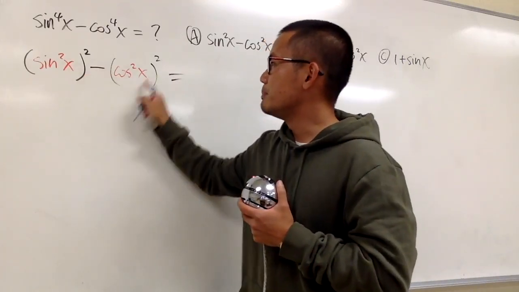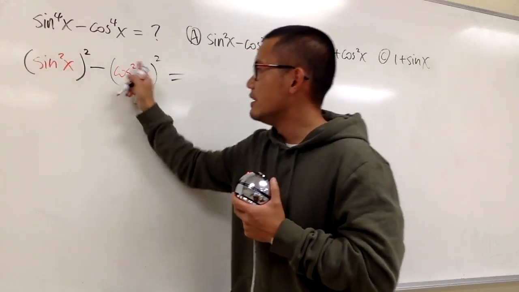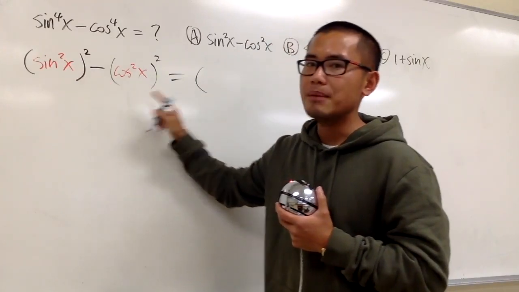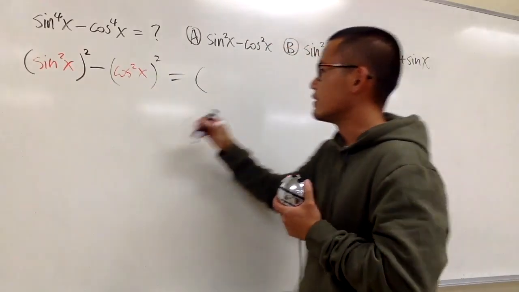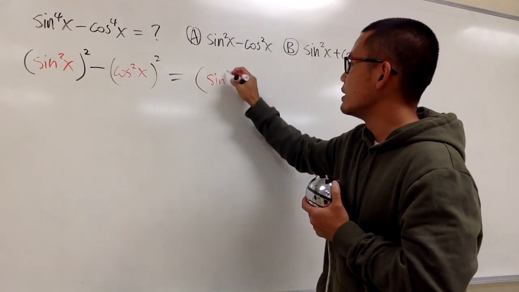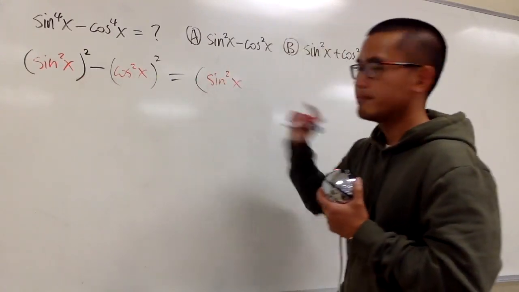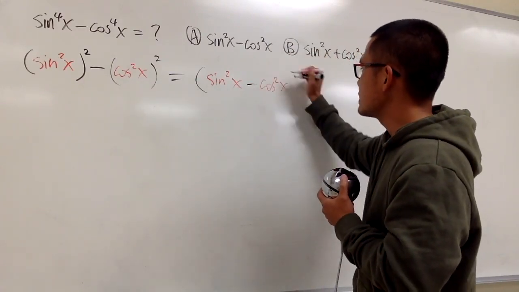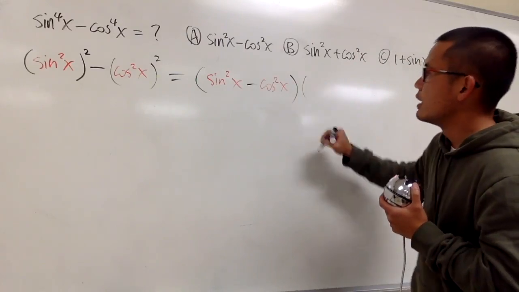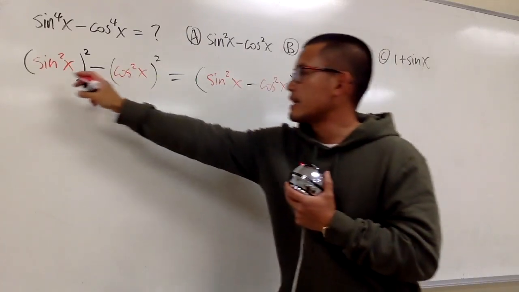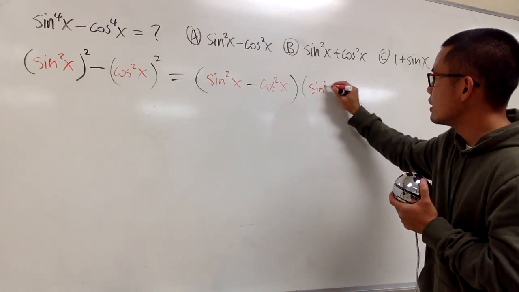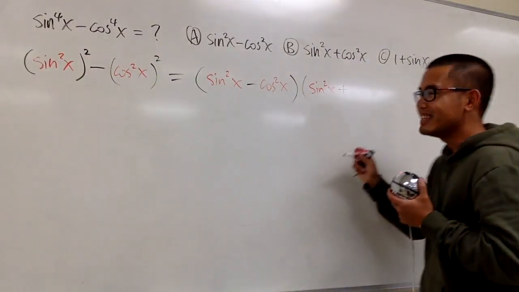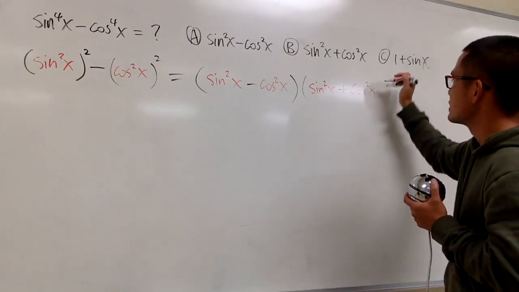A square minus b square, this is the a, this is the b. We know the formula will be a minus b times a plus b, right? So that's the formula to factor that out. Let's write that down. Sine square x for the a, and then we minus the b, which is cosine square x. And then we have the second part, a plus b. A is sine square x, so let's put that down right here. And then we add it with the b, which is cosine square x, right? So right here, cosine square x.